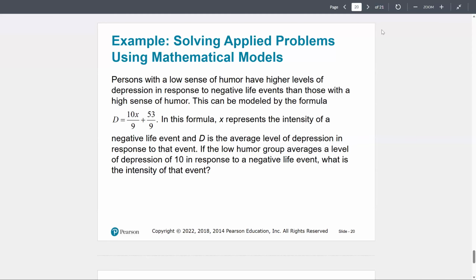In this formula, x represents the intensity of negative life events, and D is the average level of depression in response to the event. If the low humor group averages a level of depression of 10 in response to negative life events, what is the intensity of the event? So we know what D is. We know D is 10. We want to know what is x.